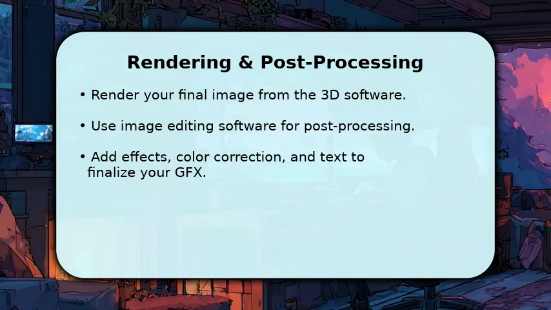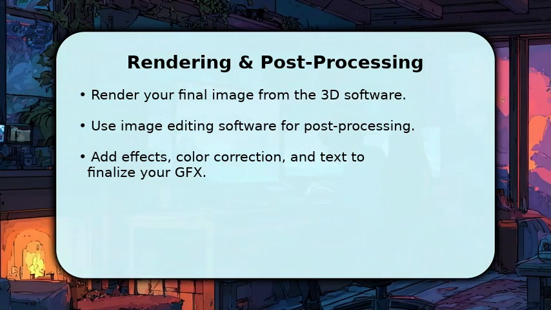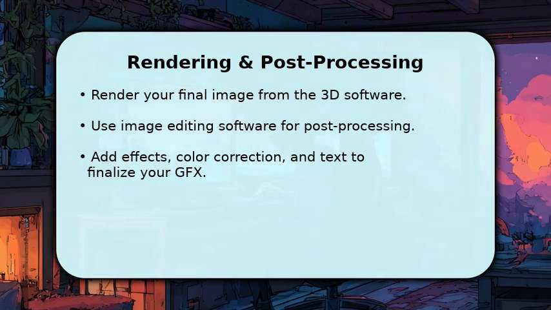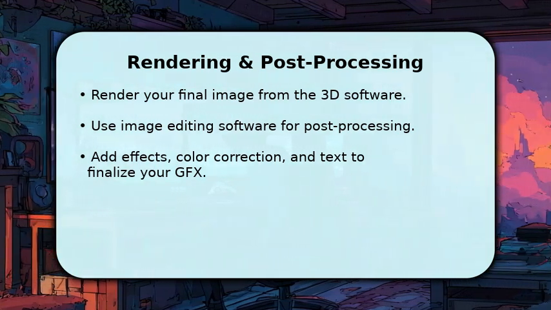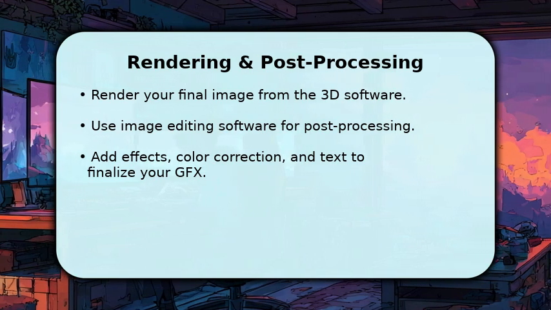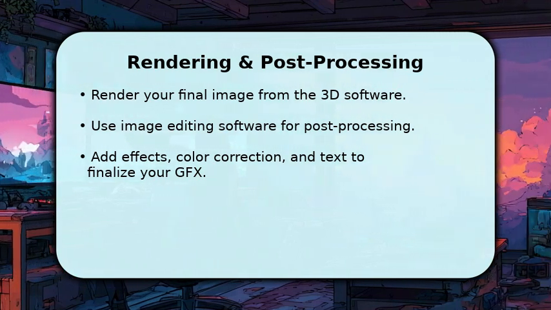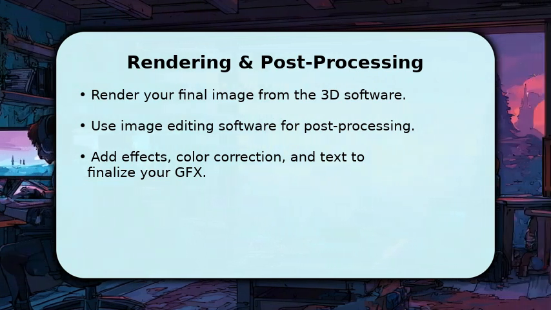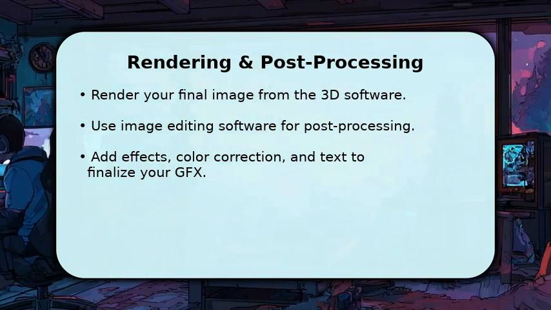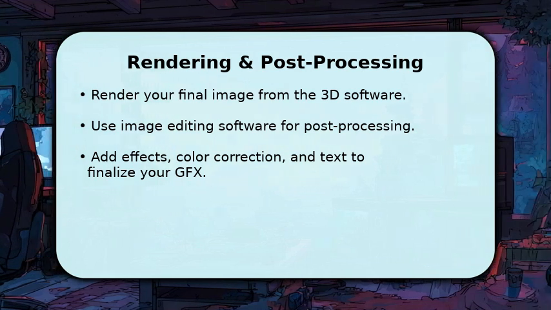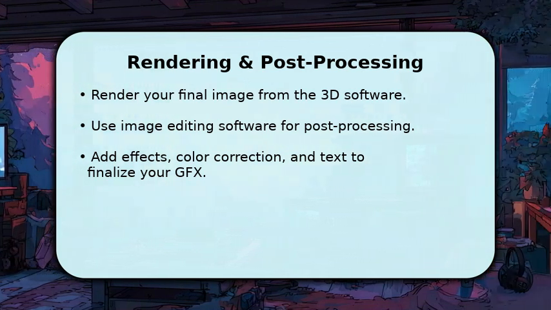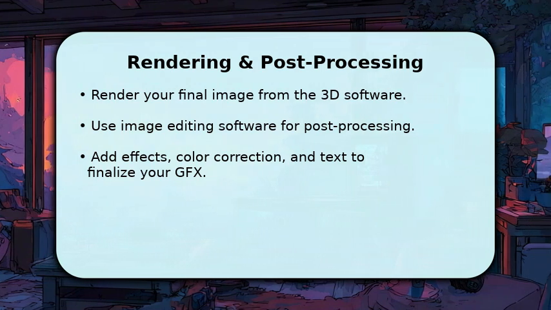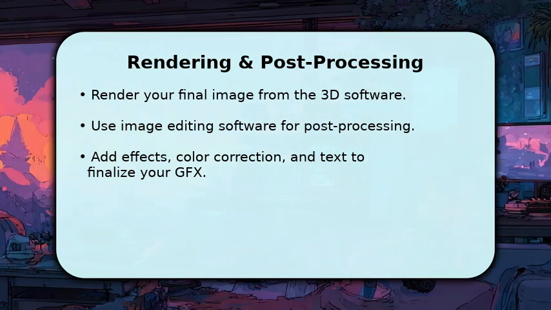In Blender, adjust your render settings for optimal quality, typically using Cycles or Eevee. A high-resolution output like 1920 by 1080 pixels is recommended. Once rendered, open the image in Photoshop or GIMP for post-processing. Here, you can refine colors, add subtle effects, apply text, and sharpen details, transforming your raw render into a polished, professional-grade Roblox GFX ready for sharing.